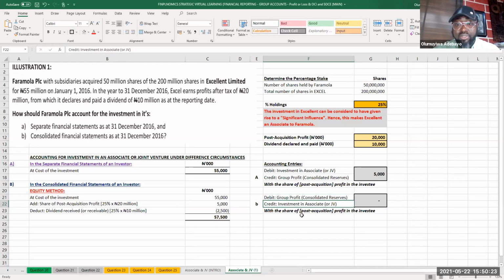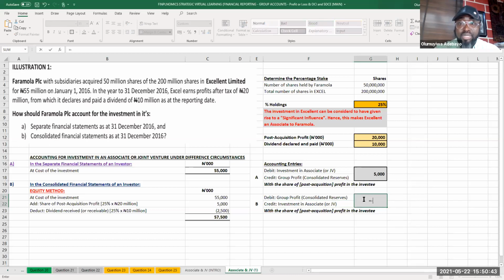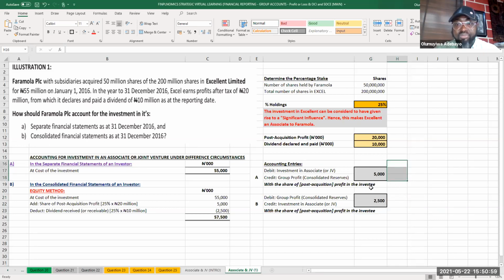Rather, debit the group profit by reversing, because what you are simply doing is reversing. And that reversal means you are reducing the value of the investment also. That's why we're crediting the investment in associates. By how much? By that 2.5 million. Okay, let me describe it. This is reversal, and this is recognition of share of profits. And that is that, yeah.